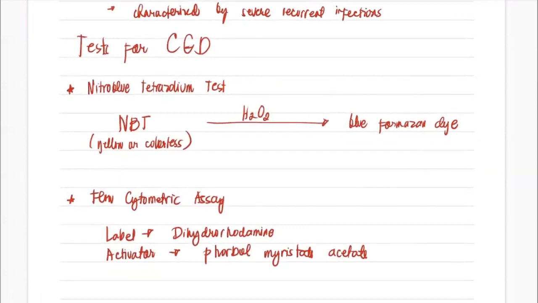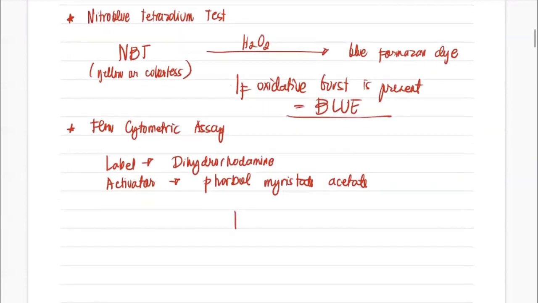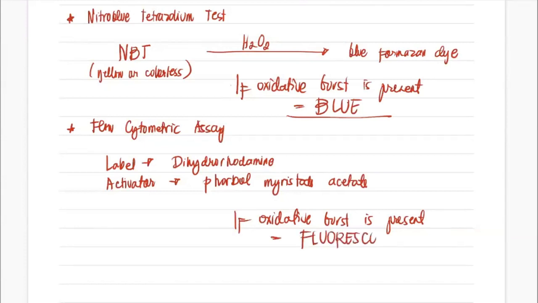Again, emphasize ko lang yung positive result dito, if oxidative burst is present, okay, magkakaroon dito ng blue color production, di ba? For the nitro-blue tetrazolium test. Dito naman, if oxidative burst is present, okay, in the flow cytometric assay, magkakaroon ng fluorescence. And the fluorescence is quantified with the use of flow cytometry.